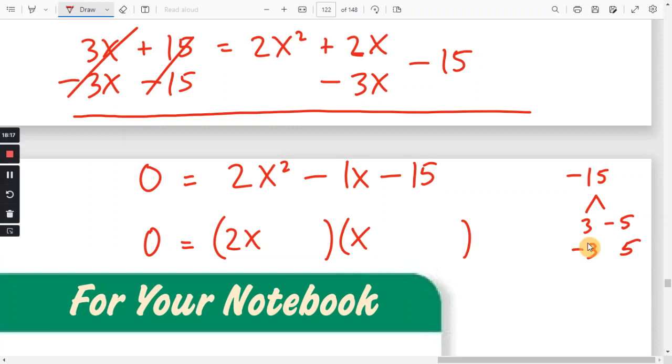So we have to use either of these two. I know it can also be 1 and negative 15 and so on, but I can tell already it's going to be one of these two. So let's try minus 3 and positive 5. 2x times x is 2x squared, plus 5x minus 6x, because negative 3 times 2x is negative 6x. That'll give us the negative 1x. And 5 times negative 3 is negative 15.